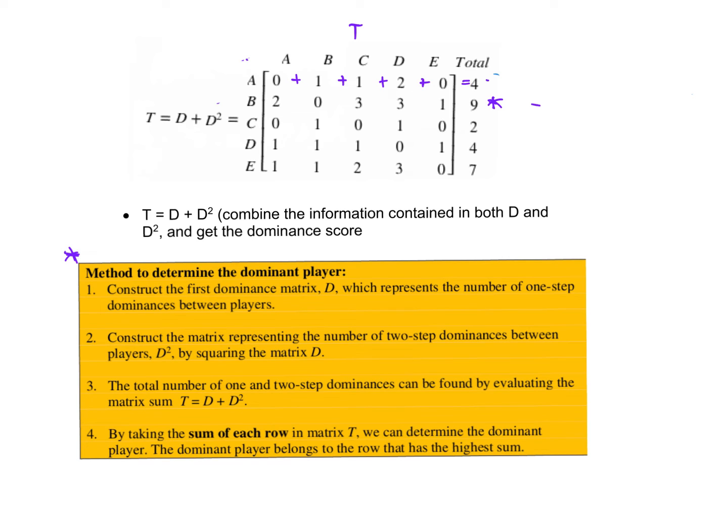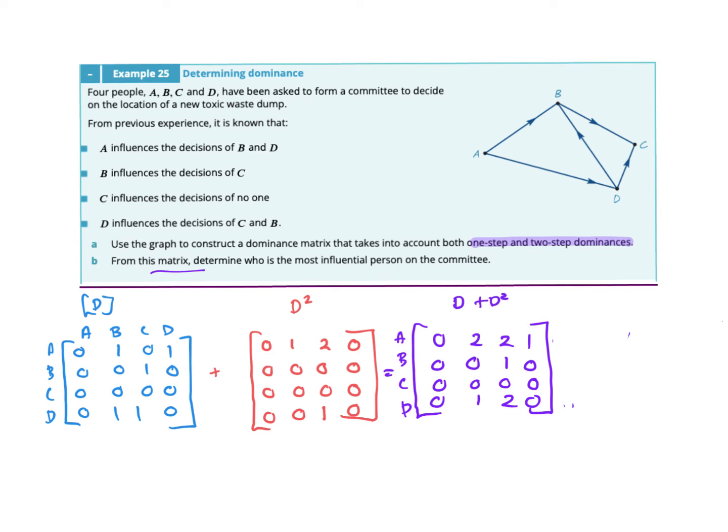Now, this would be an example of a SAC question. So here we've got an example. It said 4 people, A, B, C, and D, were asked to form a committee to decide on the location of a new toxic waste dump. So the previous experience has shown that A influences the decision of B and D. So what they're saying is that A is like the winner in the conversation. So we're going to call it like a tournament. And then they say B influences the decision over C.